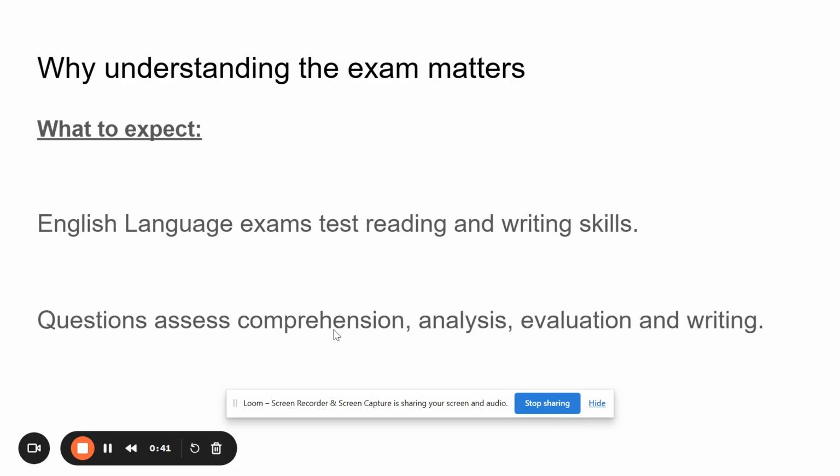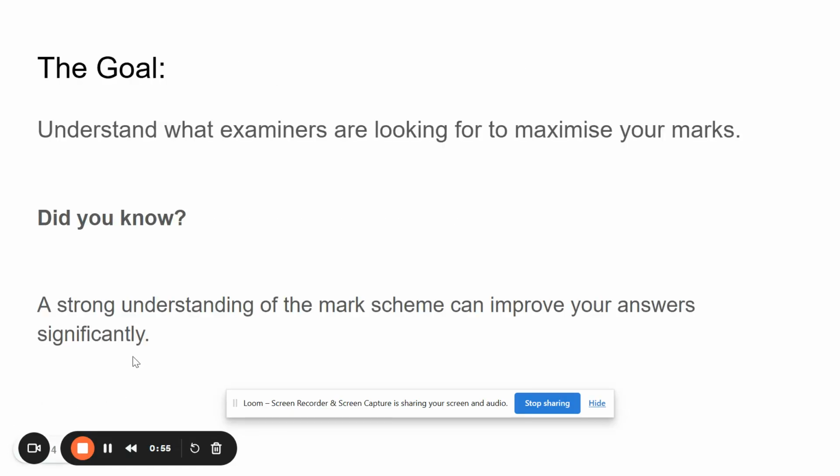But why does understanding the exam matter? Basically, you need to know that English language exams test reading and writing skills, and the questions assess comprehension, analysis, evaluation, and writing. So the goal of this first session is for you to understand what examiners are looking for to maximise your marks. Did you know a strong understanding of the mark scheme can improve your answers significantly?